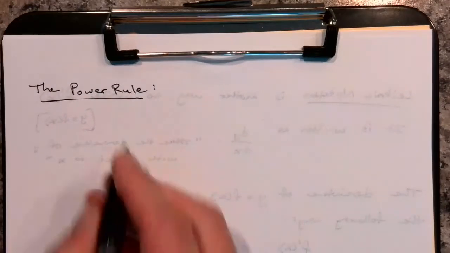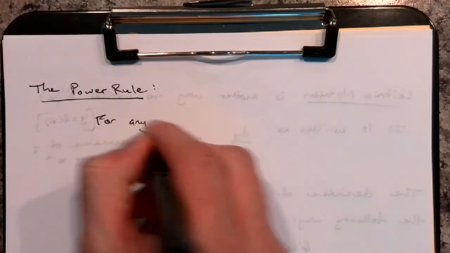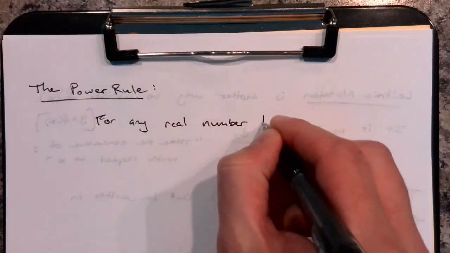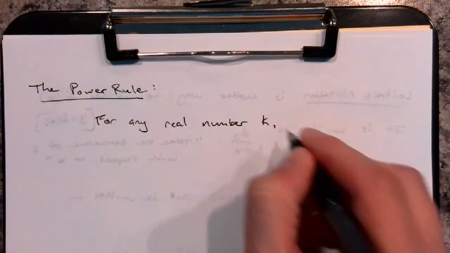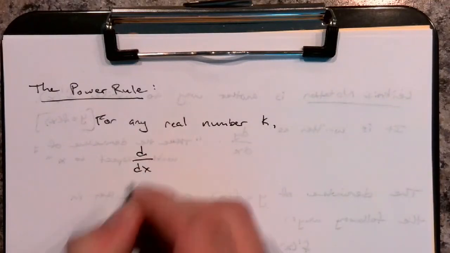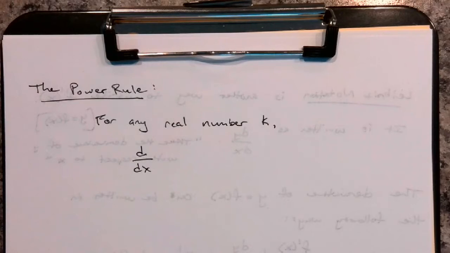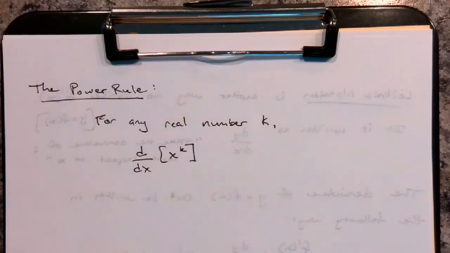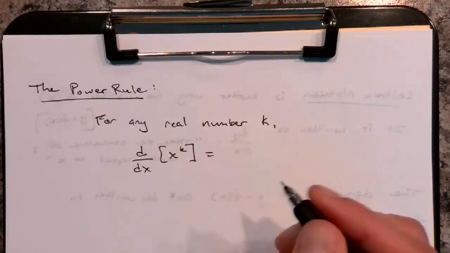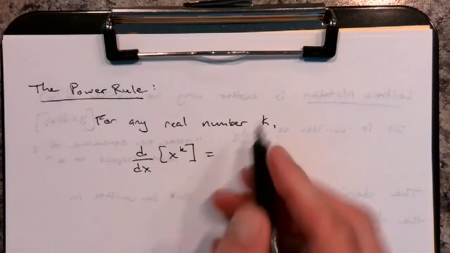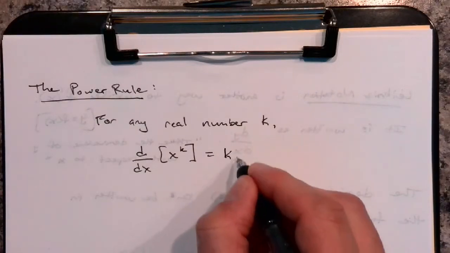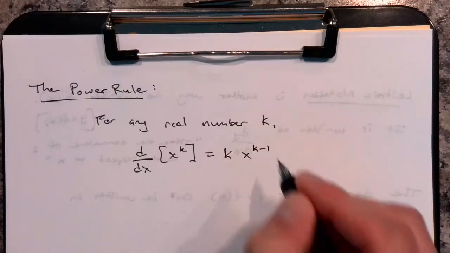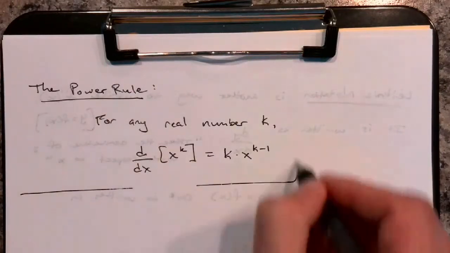Alright, so the power rule says for any real number k, the derivative, right? So derivative with respect to x, that's what d over dx means. So the derivative with respect to x of x to the k power is equal to, and what it really tells you to do is you're going to take k and put it in front, so you'd be k times x, and then you subtract 1 from the power, so x to the k minus 1, and that's the rule for how you find the derivative.